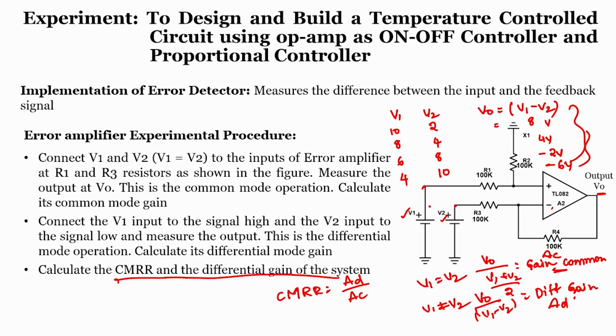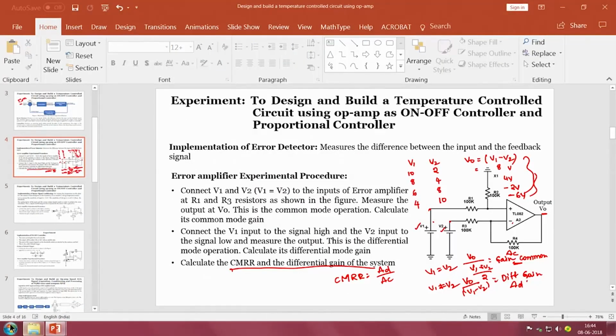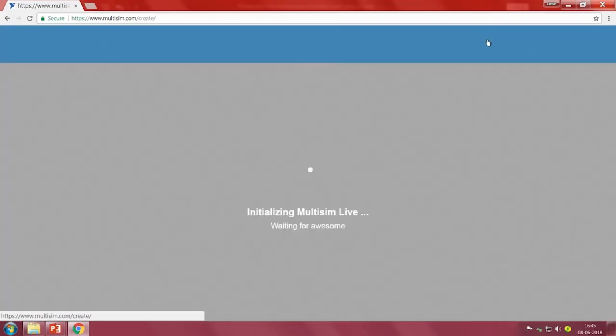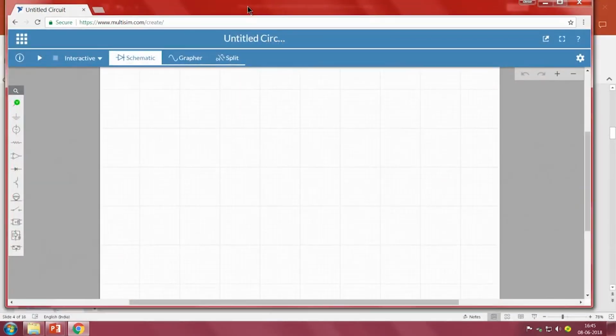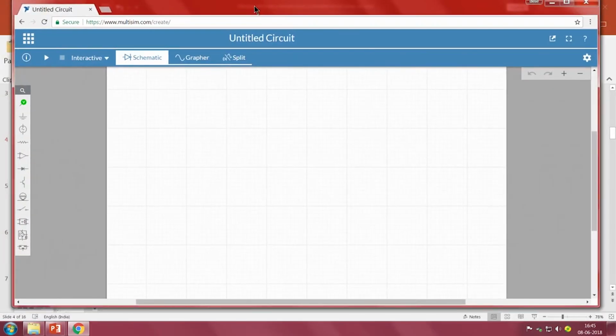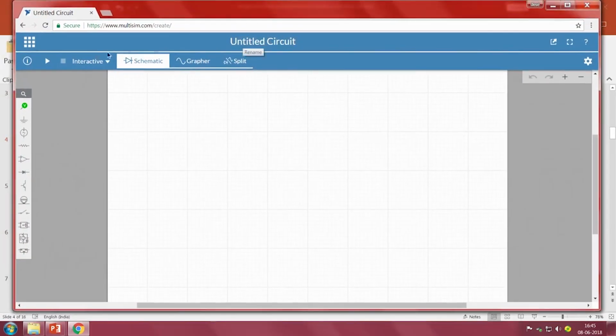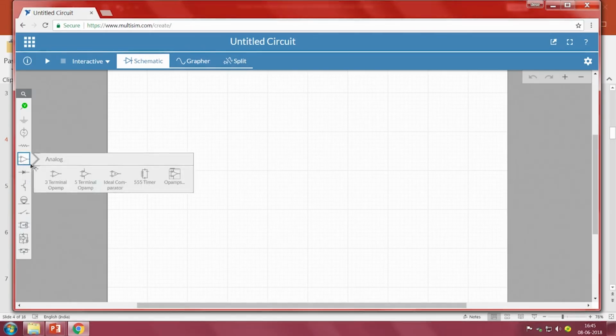To understand that, I will open Multisim. So let me create a circuit. We have been using Multisim for so many experiments, so I do not have to explain how exactly it works and what the different functionalities are. Our only concern is how we implement it, which we will see. So we will connect according to our input signal.